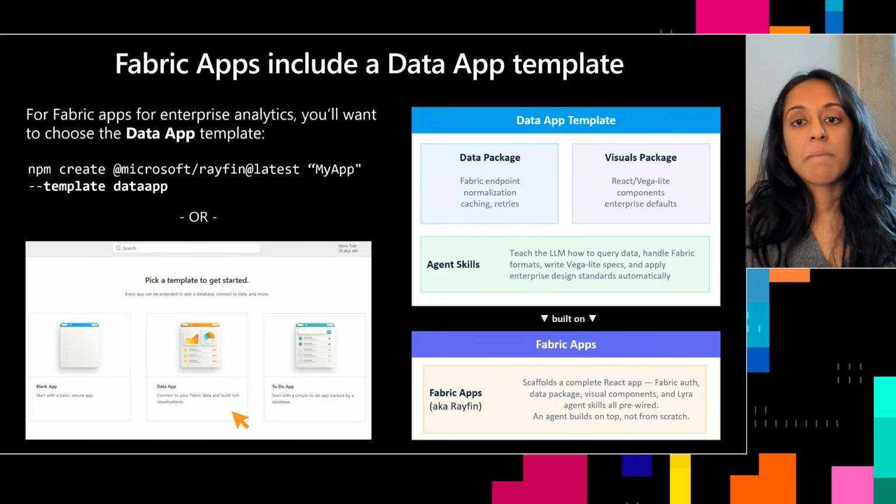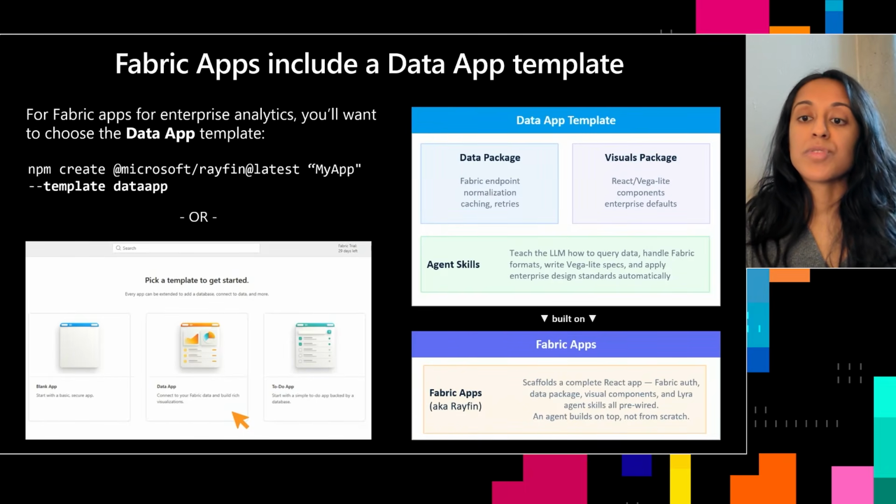The data app template is really comprised of three key things. First is a data package that allows you to securely connect to your Fabric data. And next is a visual package, which is using a Vega Lite component and React components so that you're getting visualizations that are really optimized for AI, make it really great for building a ton of different flexible visuals while also staying true to certain enterprise-grade defaults.